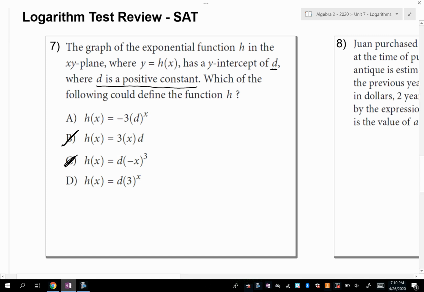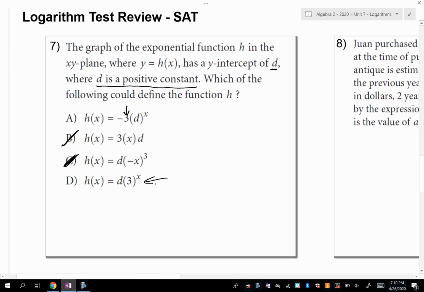It has nothing to do with the y-intercept. So really the question is: is it A or is it D? Now with D, if you make it a positive constant, the problem is that this negative 3 in front is going to dictate the y-intercept. So let me show you, for example, why D is the right answer.